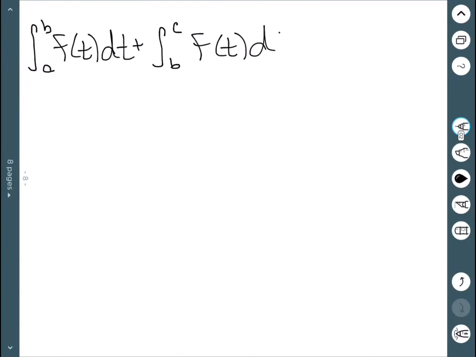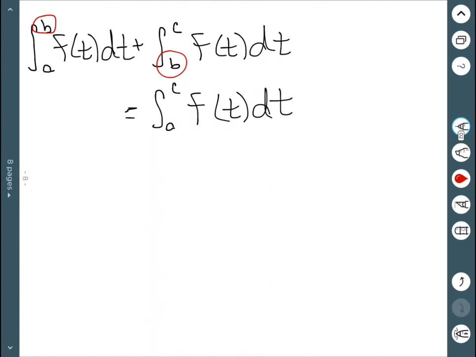The next property, if I have the integral from a to b of f of t dt, and I add the integral from b to c of f of t dt, then this is equal to the integral from a to c of f of t dt, which tells me that as long as the upper limit on the first is the same as the lower limit on the second, I can actually combine this to one big integral.